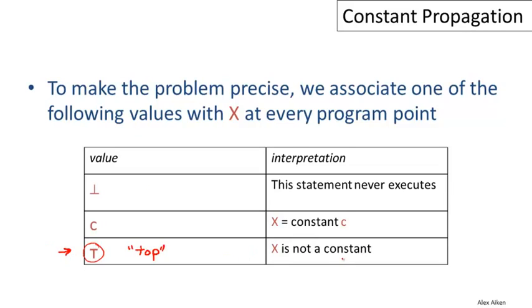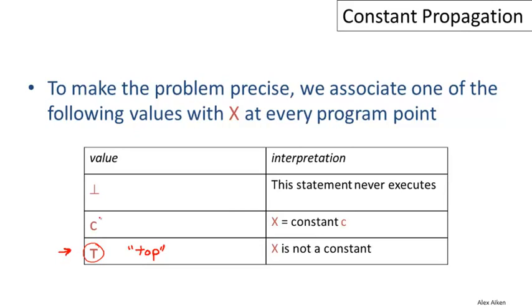So if we can't figure out whether x is a constant at a particular point in the program, then we'll just say x is top at that point. And this is going to be our safe situation. It's always okay to say we don't know what the value of x is. When we say that x has the value top, we're essentially saying we don't know whether x is a constant or not at this point in the program. x could have any value.